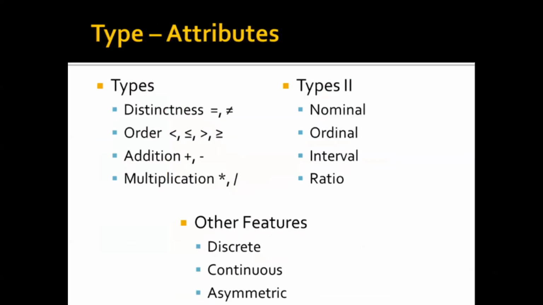Additionally, attributes may either be discrete, meaning having a finite set of values, or continuous, having values that can be floating. Some examples of discrete attributes would be zip codes, ID numbers, or even counts. Continuous attribute examples would be height, weight, or temperature.